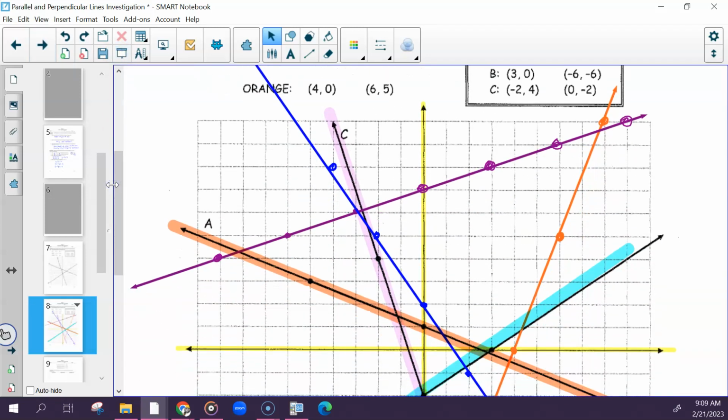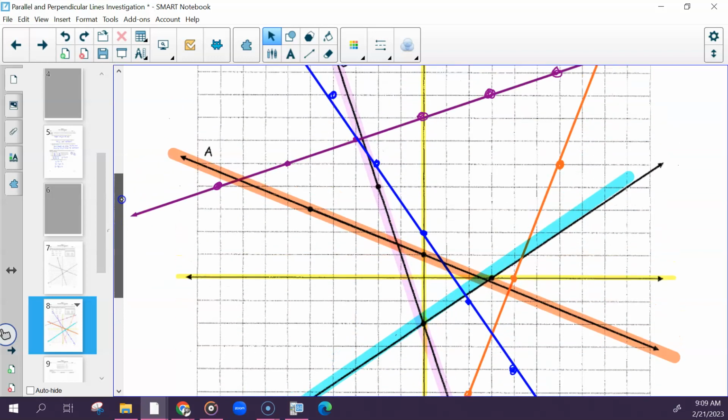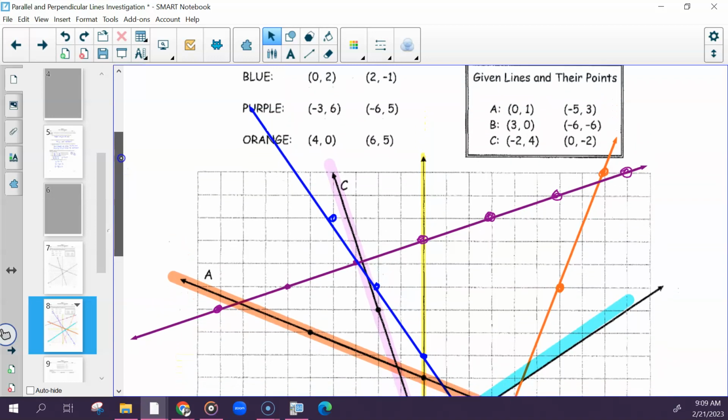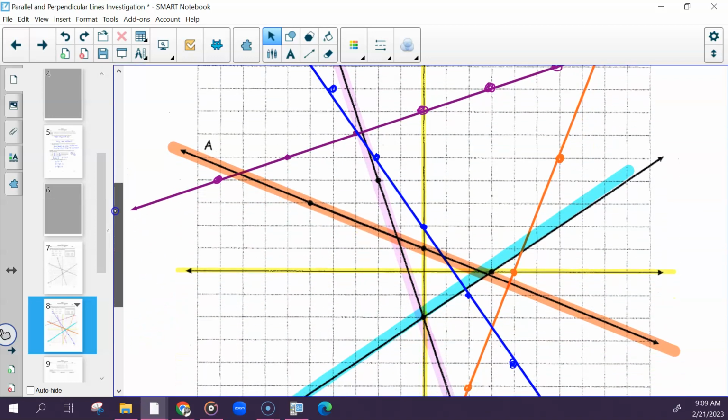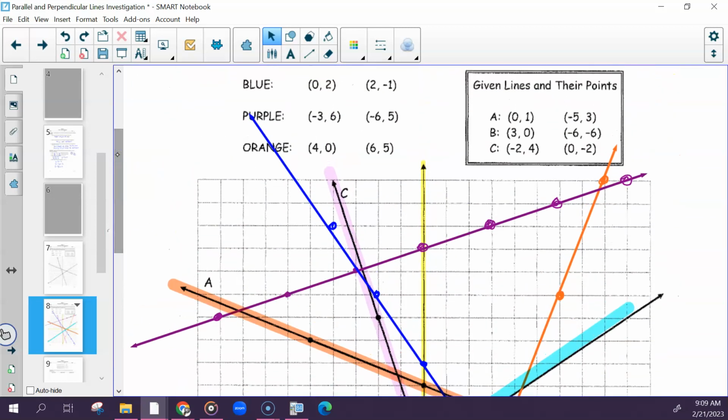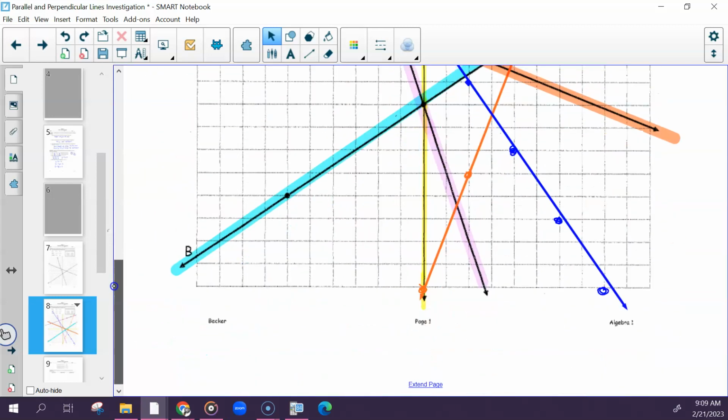So you're going to have a bunch of graphs on here. I did what I did before, highlighted the ones that were already there, and then graphed in the others. So our blue line should look like those. Our purple line should look more like those. And then the orange one here.